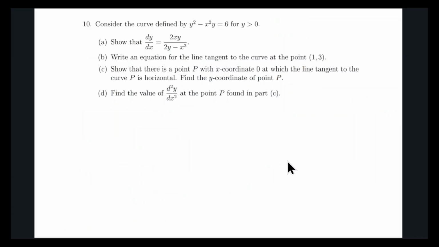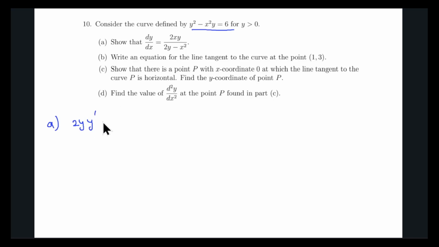Alright guys, we have an FRQ style question. We are given a curve and we need to prove that dy over dx is this. So let's do that. This is again implicit. So derivative of y squared is going to be 2y dy over dx. If you don't mind, I'll write dy over dx as y prime.